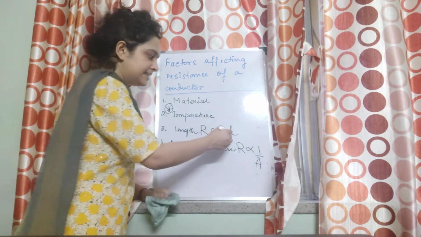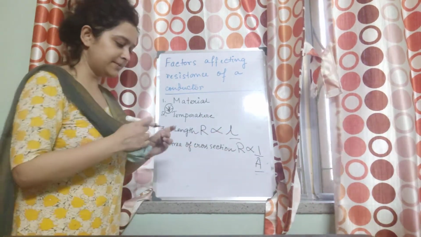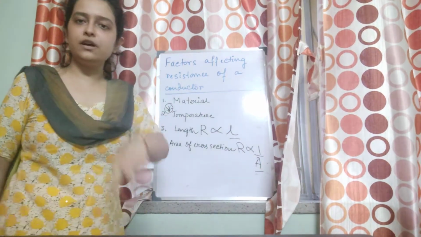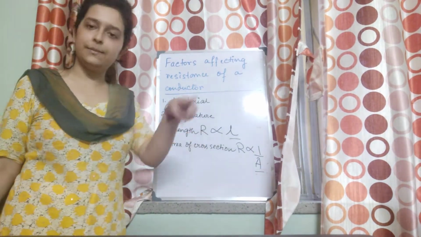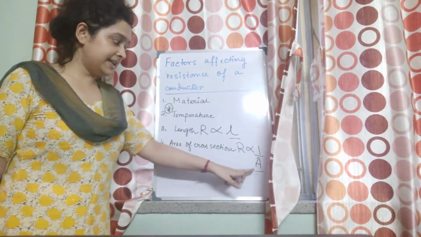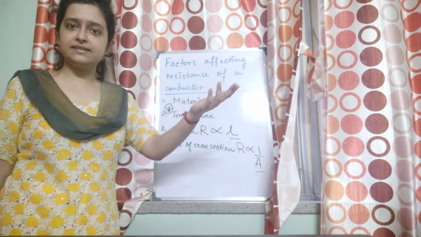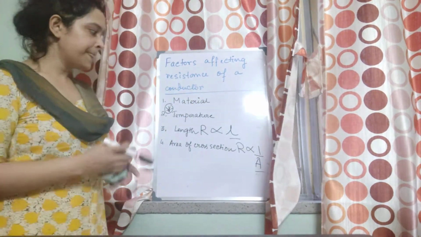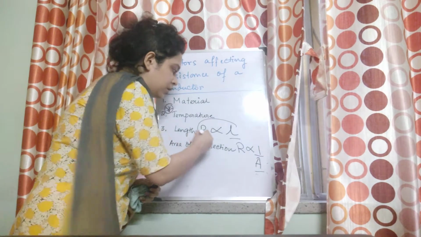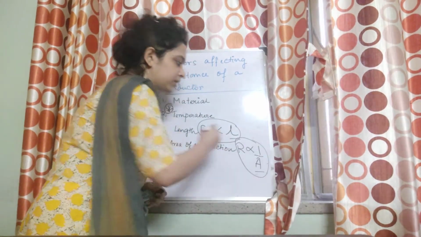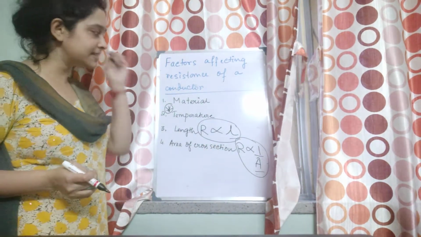R is inversely proportional to A. L is the length, A is the area of cross section. That means if I double the length of a conductor, resistance will be doubled. If I double the area of cross section, resistance will be halved. Okay? Now, including these two, we have got a physical quantity. Let's see what that is.